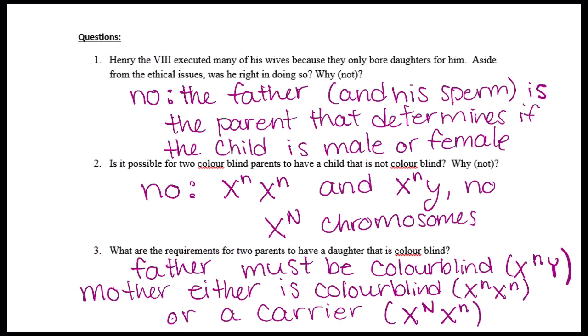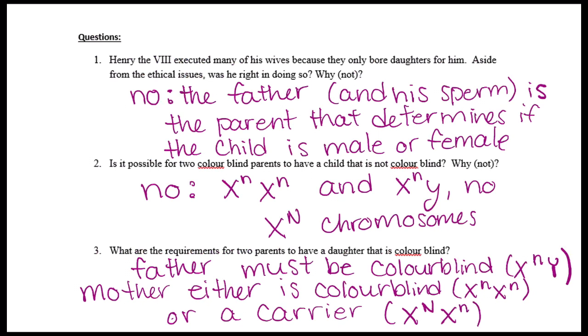Number 2, is it possible for 2 colorblind parents to have a child that is not colorblind? Why or why not? No, because the parents would be X little n X little n for the mother, and X little n Y for the father. So there are no X capital N unaffected chromosomes to donate.